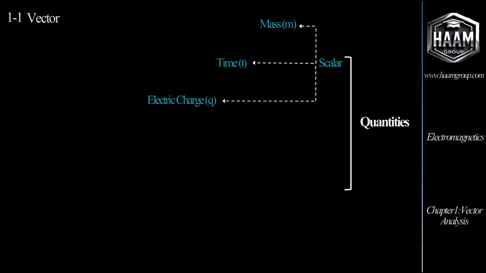On the other hand, vector quantities have both magnitude and direction. To fully define a vector, both of these properties must be specified. For example, force, denoted by F, is a vector quantity. When a force is applied, both its magnitude and its direction are important.